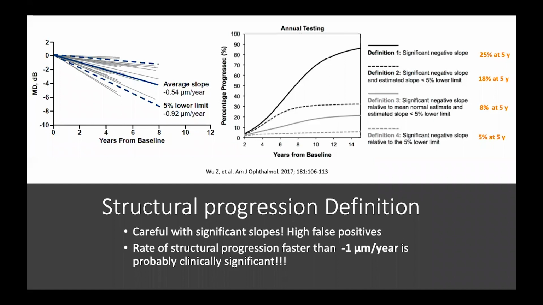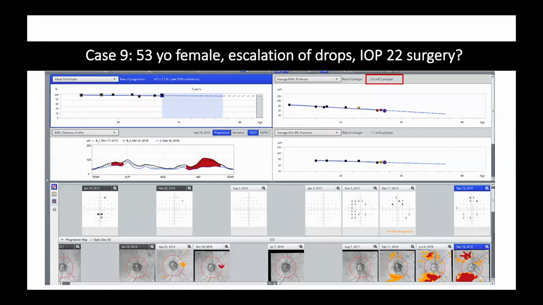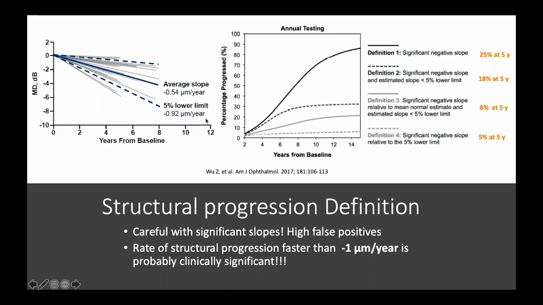But we have to be very careful with slopes in terms of structure. This is different from the GPA of the visual field that we are all used to. In the case of OCT, the slopes are not corrected by age. So if we only take into account that the slope is significant, we will have a high rate of false positives. Actually, this study is very good showing this.